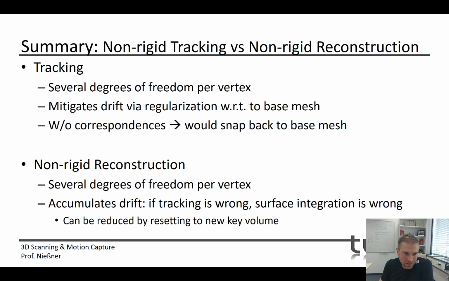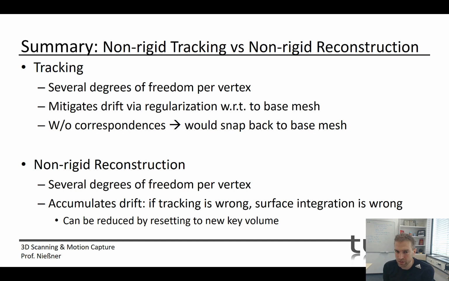With that, I would like to do a quick summary here. So today we've talked about non-rigid tracking with non-rigid reconstruction. So there are several degrees of freedom per vertex in the tracking. But you don't get any drift, which is kind of interesting. So if you always track with respect to a certain template and you apply the regularization term with respect to this template, that means that there's no drift, right? Because the regularizer is not going away. And if you remove the correspondences, the mesh would basically snap back in this original template position.